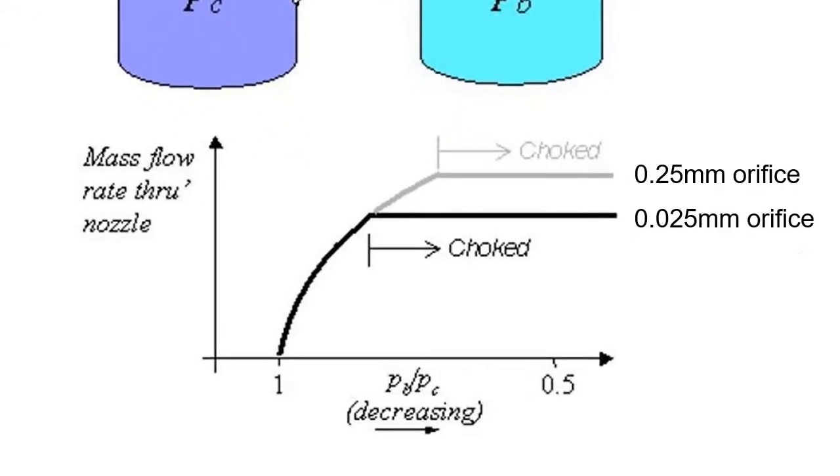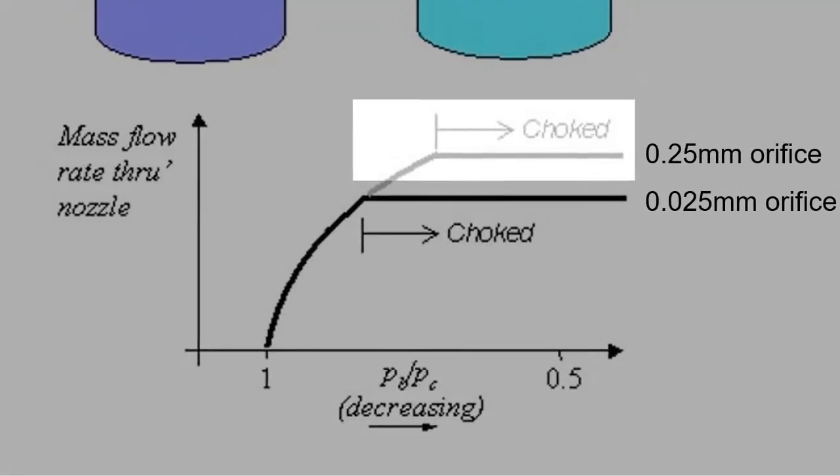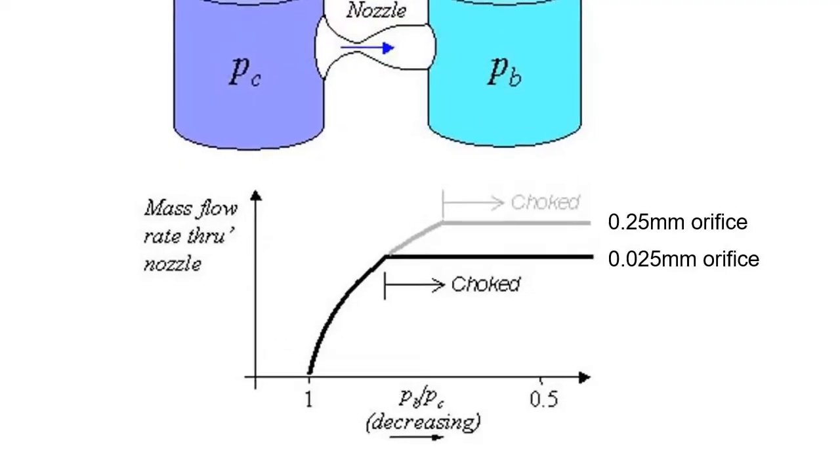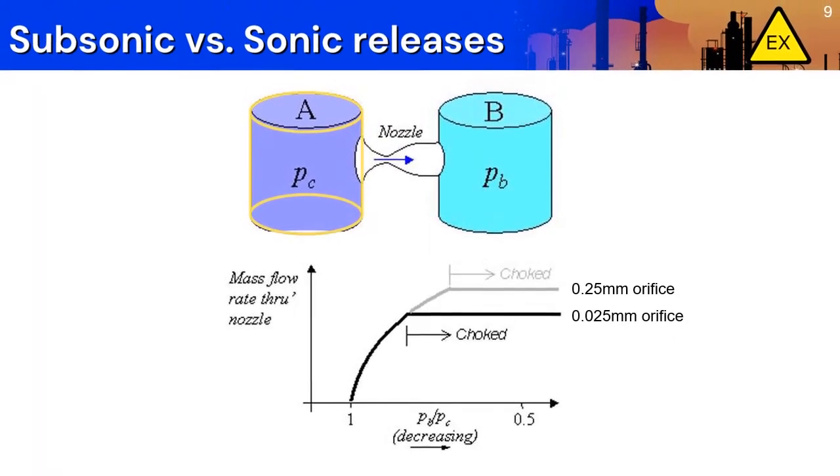You could delay this behavior by making the nozzle throat larger, as illustrated by the gray line, but eventually the same thing would happen. Now imagine that cylinder A is a pressurized pipe and vessel B is at atmospheric pressure. We now know that the mass release rate through an opening will be limited by the critical pressure. This means we need two methods of calculating a gas release. One for low pressure, non-choked releases, and one for high pressure, choked releases.